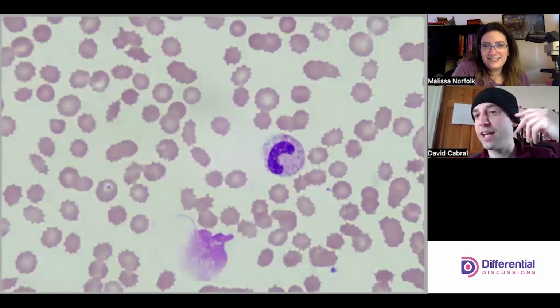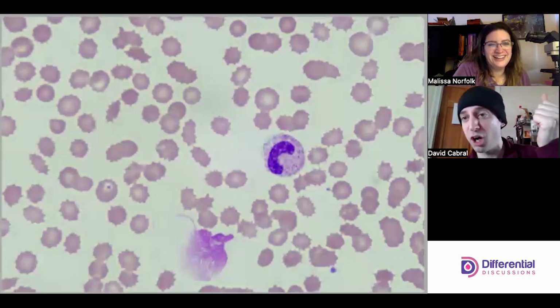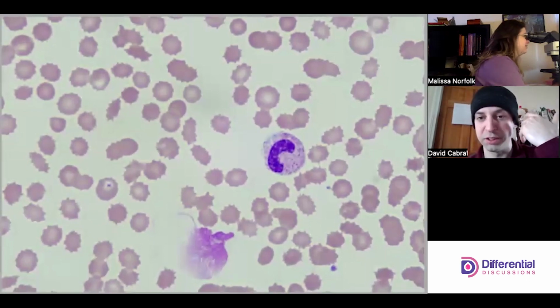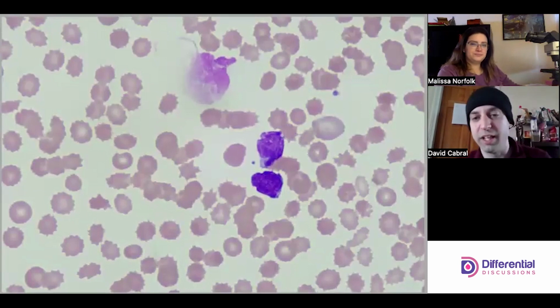Yeah, Melissa and I tend to fall into a spectrum of morphologists that are very conservative in calling bands. We look for a characteristic and a perfect presentation, and this one's got all those pieces. But yeah, cool. And more of our blasts.